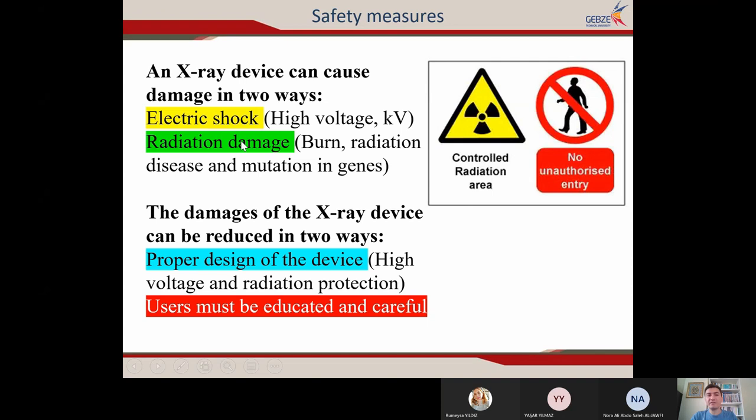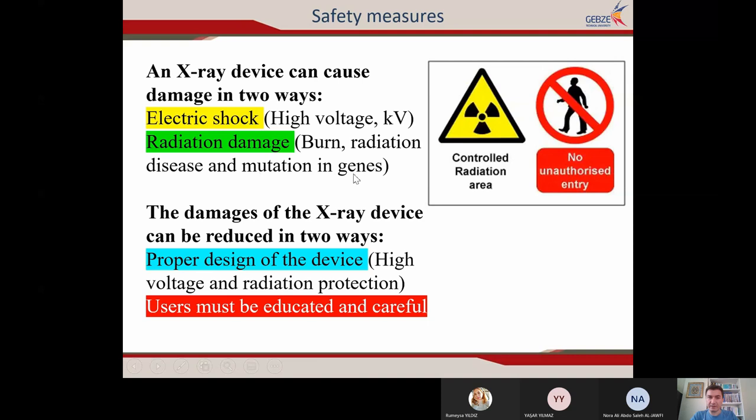The second important damage is radiation damage. It has mainly three effects. It can produce burns. I mean, if you are exposed to X-rays with very high intensity, with a very high dose, then it can burn your body, or radiation disease can be produced within the body. I mean, one of the organs can lose its function, okay? So you have to live with that disease for your life. And X-rays, since they are ionizing radiation, can produce mutations in genes. So you must be very careful.